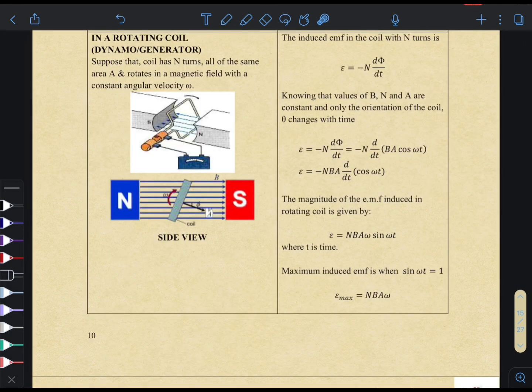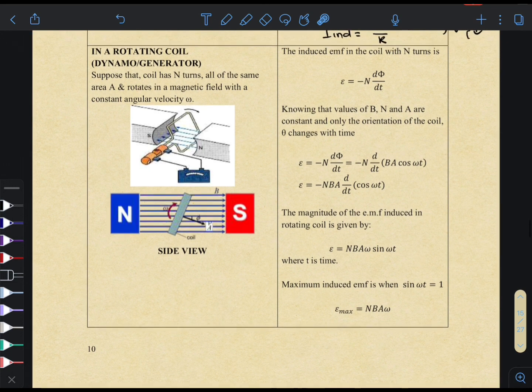Okay, next we are going to look at induction of EMF in a rotating coil. Right? So suppose that coil has N turns and all the same areas A and rotates in a magnetic field with a constant angular velocity omega. Since it is rotating, so velocity dia dekat sini kita guna angular velocity.